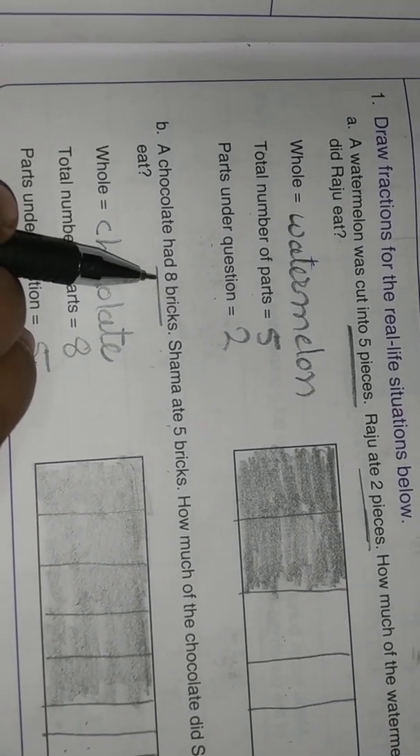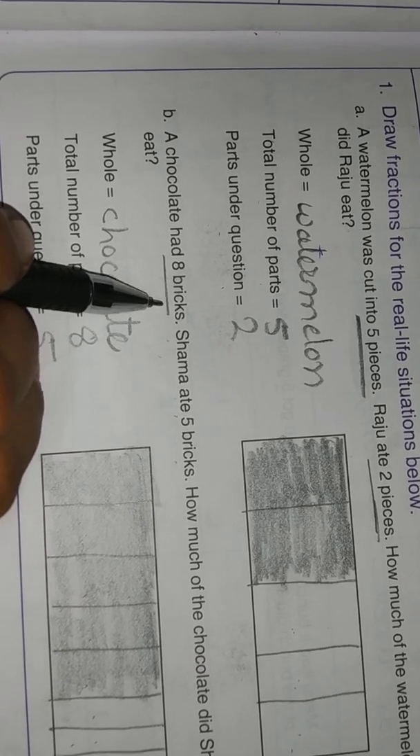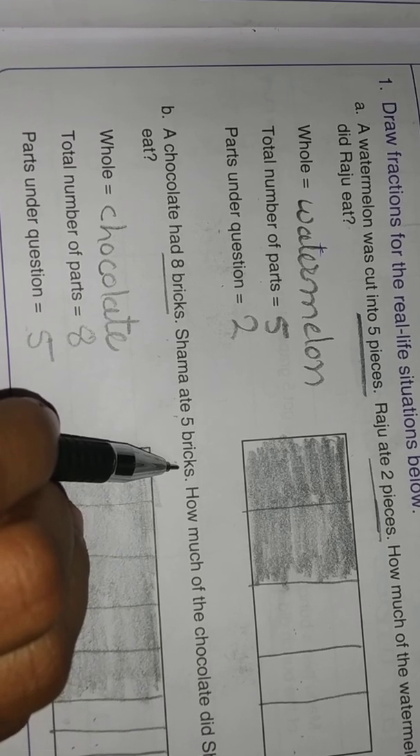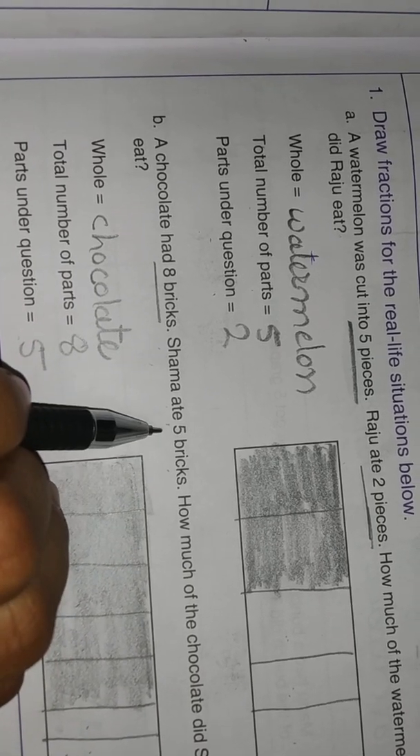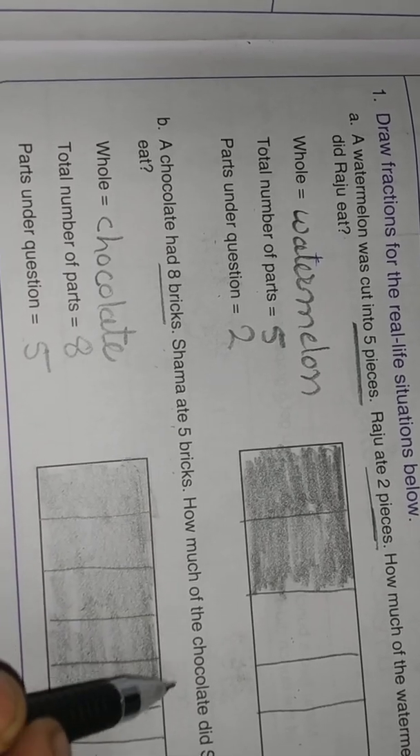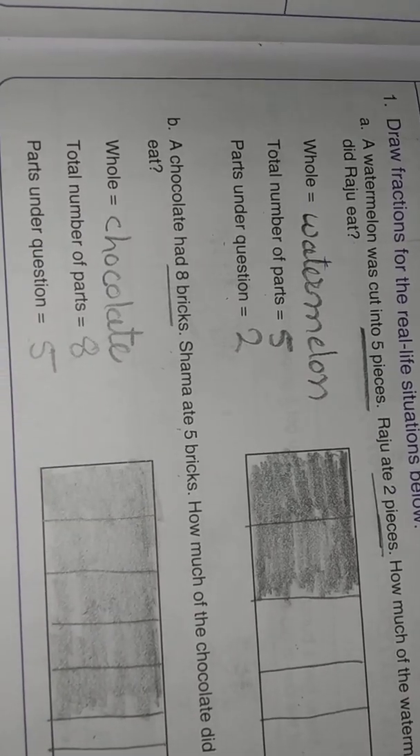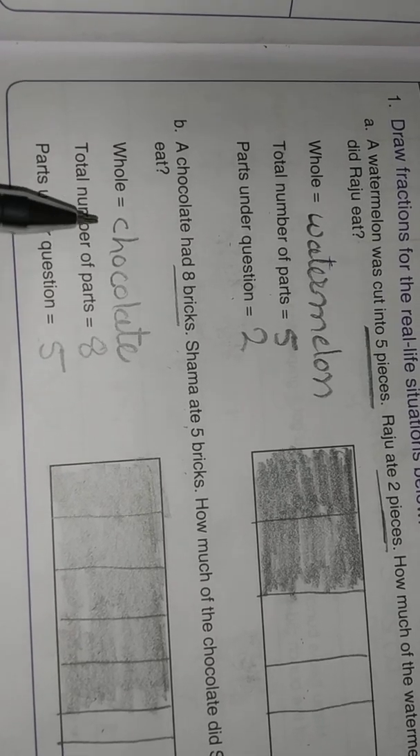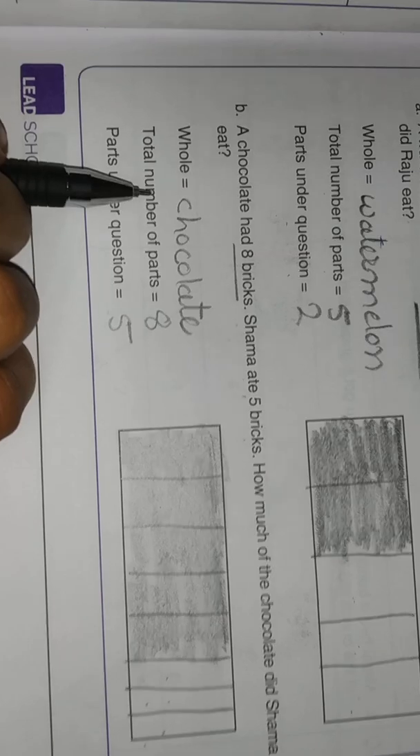A chocolate had 8 bricks. Chocolates में 8 bricks हैं. Shama ने 5 bricks खा लिए. ठीक है. How much of the chocolate did Shama eat? शमा ने कितने चॉकलेट के पीसेस खाए वो हमें फाइंड करना है.